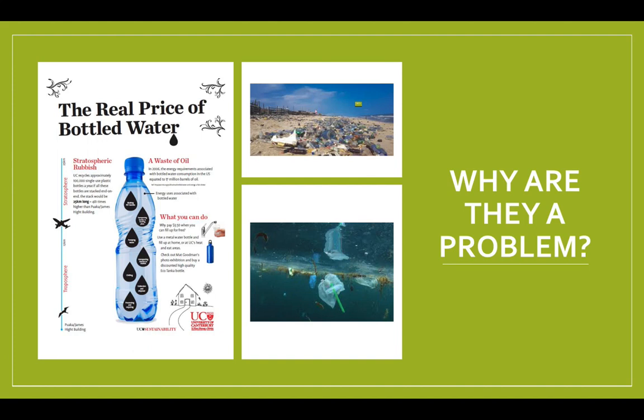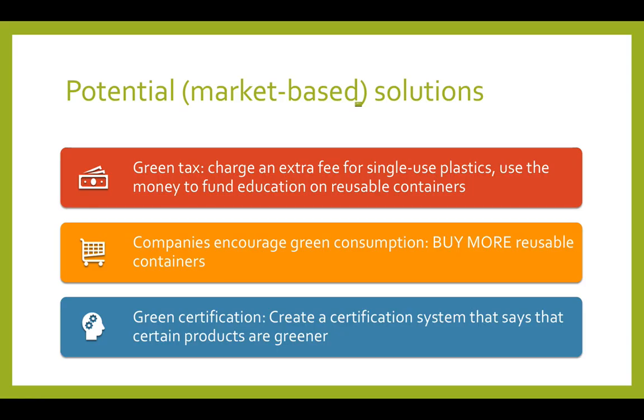So if we have this big problem of pollution, this big problem of resource use, what can we do about it? So let's think about it for now from the perspective of market-based solutions. Okay, so a few potential market-based solutions we could come up with. We could have a green tax. So with a green tax, single-use plastics, we would charge an extra fee for those single-use plastics. So on top of, let's say you spend $1.50 on buying a bottle of water at the airport store, well, now you're going to pay $1.55, and 5 cents will be the green tax on that bottle.